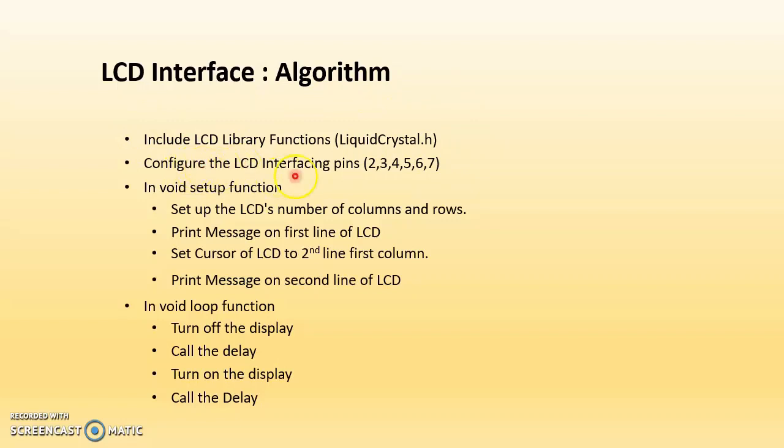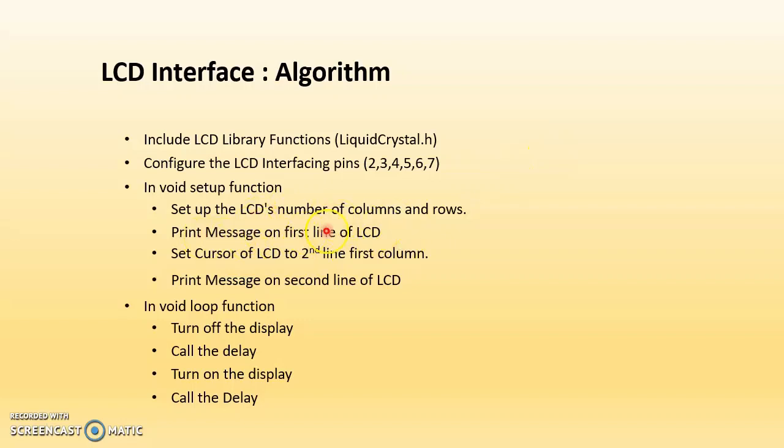Then we have to configure these pin numbers as LCD interfacing pins: pin numbers 2, 3, 4, 5, 6, 7 from the digital input output pins of Arduino, as we have connected these pins for displaying data to the LCD module. So we will configure these pins. Then in the void setup function, we'll set up the LCD number of columns and rows. That means if you have to display a message on the first column and the first row, then we'll select that column and row, then print a message on this line.